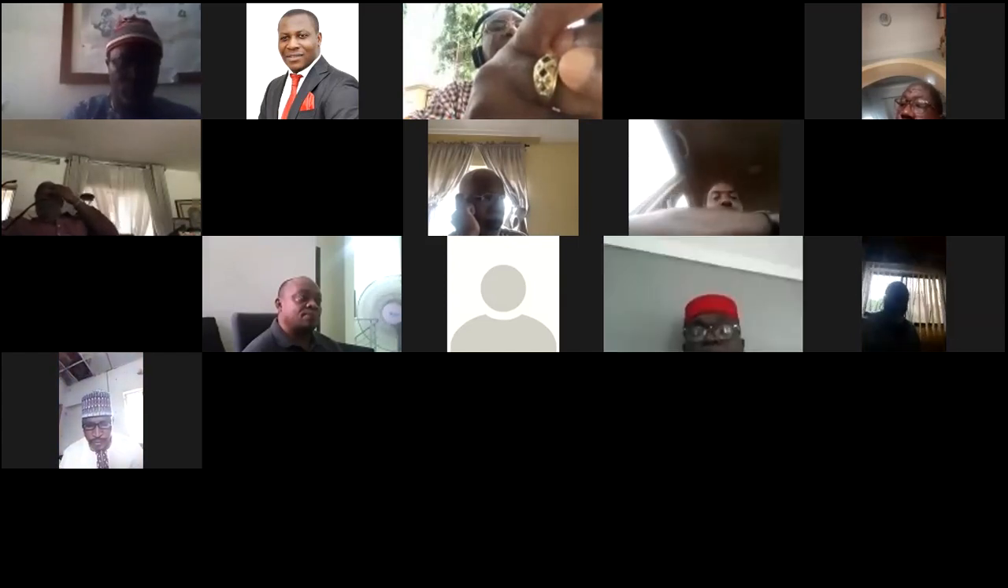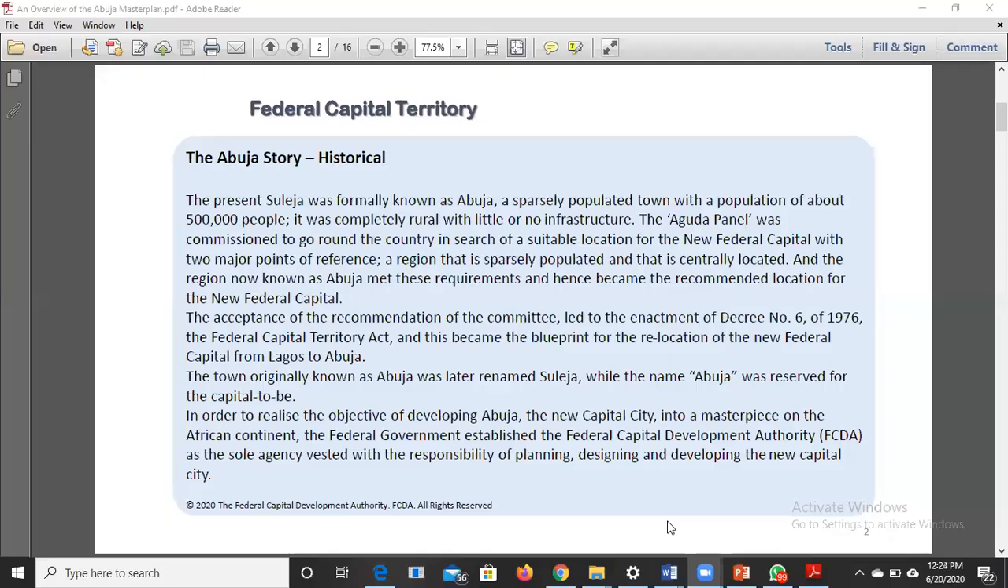Let me read. In order to realize the objective of developing Abuja, the new capital city, into a masterpiece on the African continent, the federal government established the Federal Capital Development Authority as the sole agency vested with the responsibility of planning, designing, and developing the new capital city. So then they set to work immediately.